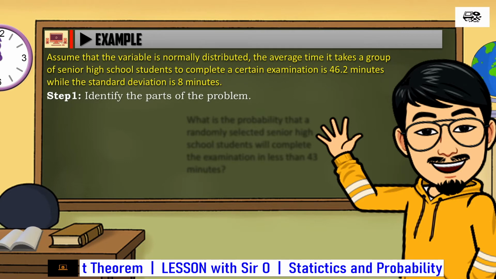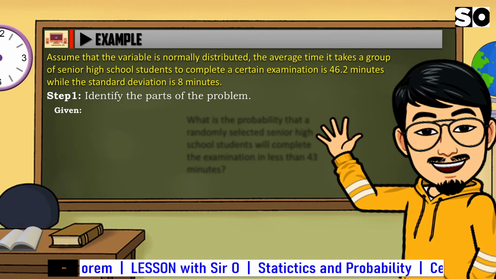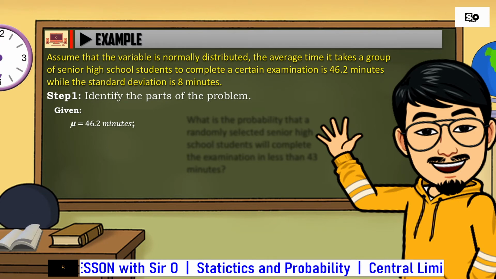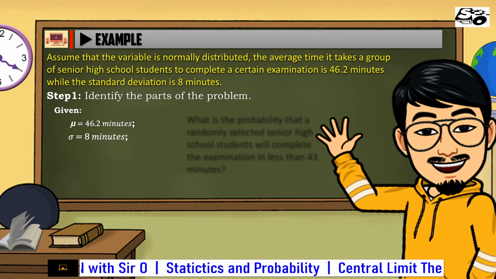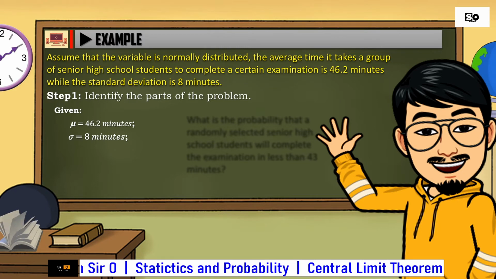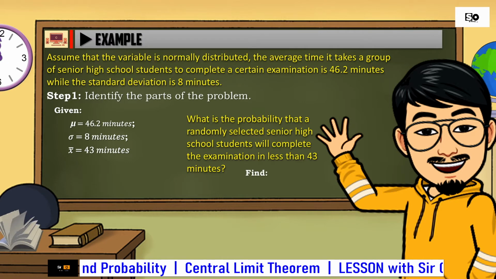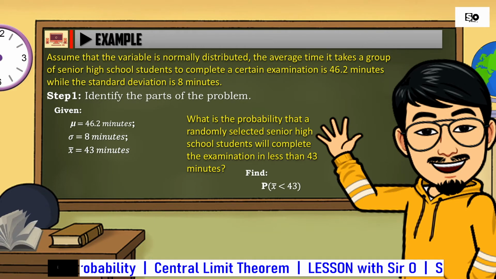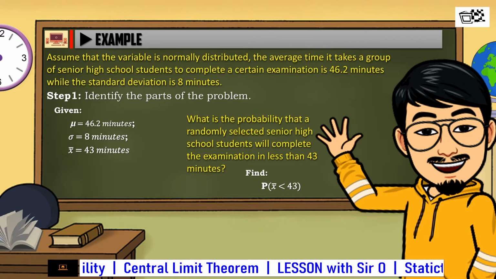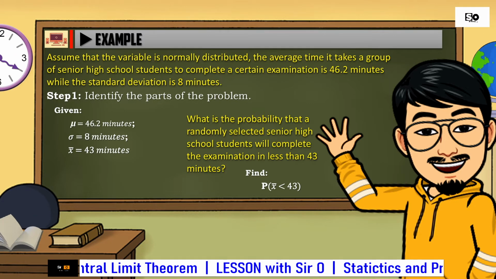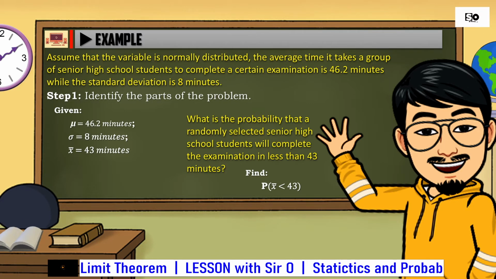Step 1. Identify the parts of the problem. Given: population mean is equal to 46.2 minutes. Population standard deviation is equal to 8 minutes. And the sample mean is equal to 43 minutes. And we are looking for the probability that the student will complete the examination in less than 43 minutes.